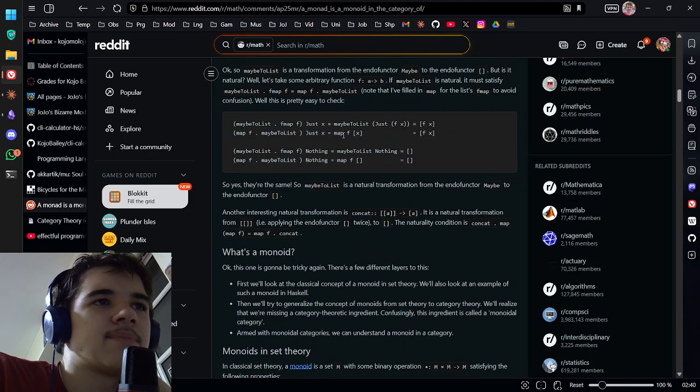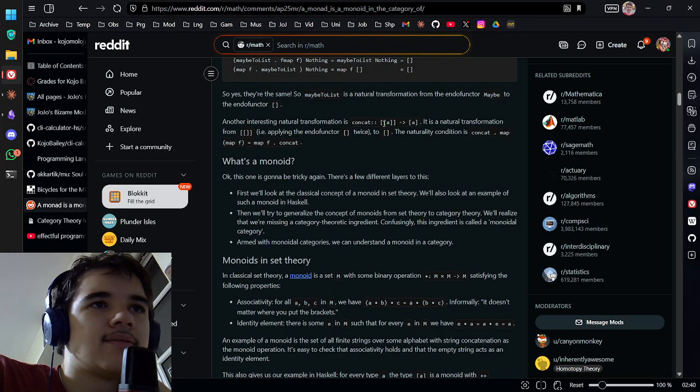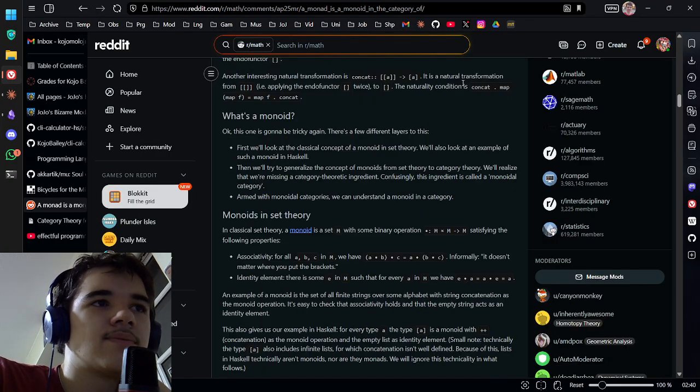Yes, apparently they are the same. Okay. So yes, the same. Maybe toList is a natural transformation. Okay, that's cool. I didn't realize you could actually represent those in Haskell. Concat. Ah, true, true. It's a list of lists. It's a natural transformation. Okay, so a monoid.